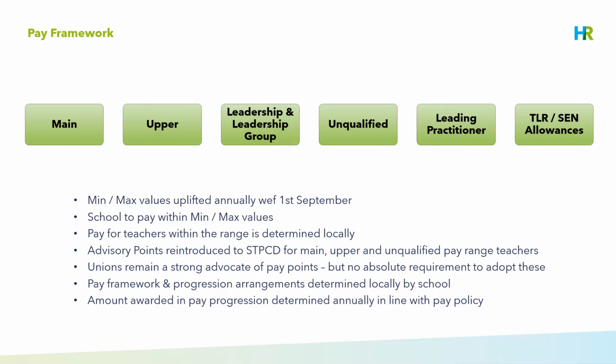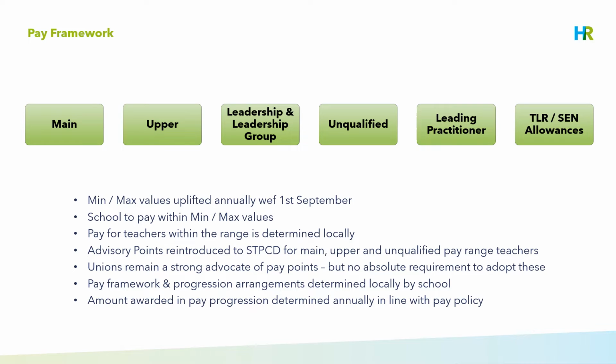These minimum and maximum values are reviewed annually by the DfE and a percentage uplift is applied. The percentage varies year on year. Sometimes the same percentage uplift is applied to all the ranges, top and bottom. But often different percentage increases are applied to different ranges, or the bottom of the range may increase at a different percentage rate to the top of the range. Any uplift is applied from the 1st of September and confirmed when the STPCD for that academic year is published. Schools are required to pay within the minimum and maximum values for the pay range. To pay outside of this would be a breach of contract.